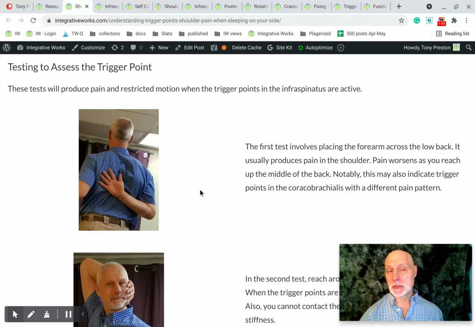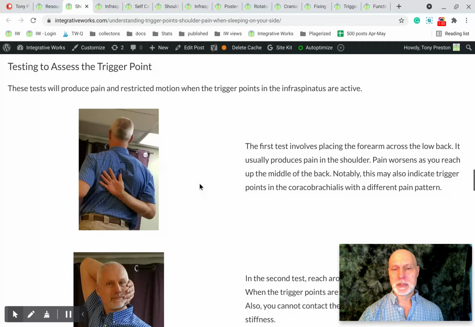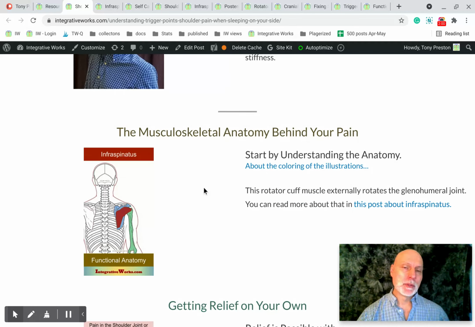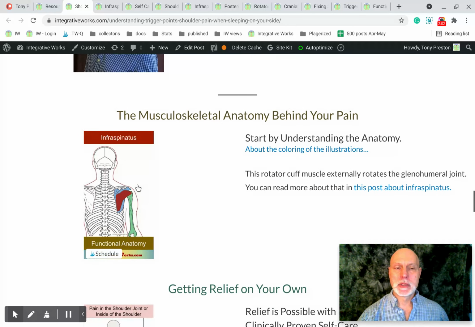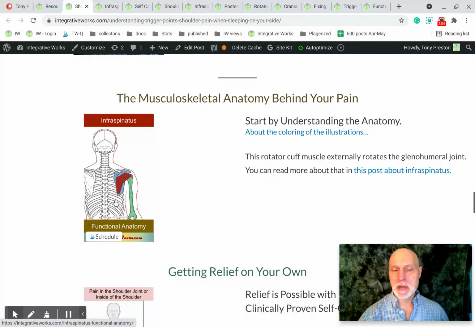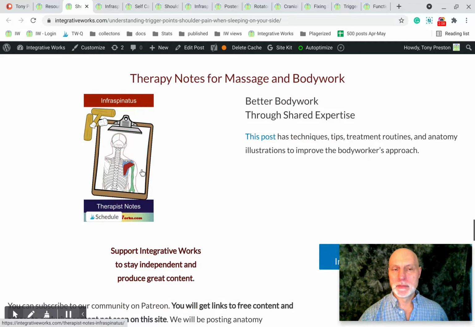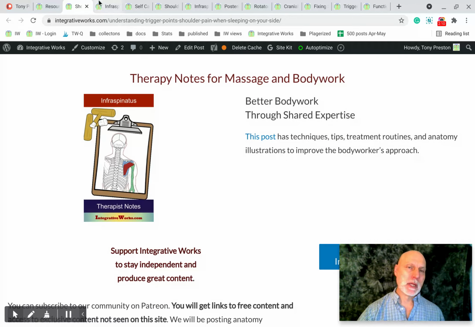This one actually has some assessment in it as well, where it goes through and says, here are some tests you can do; if you have pain, it's probably this muscle. The posts go further. They're connected to an anatomy post, a self-care post, and some therapist notes. Let's look at the anatomy post.